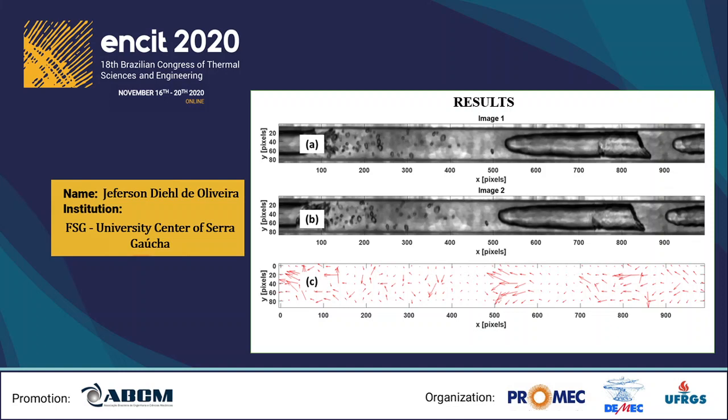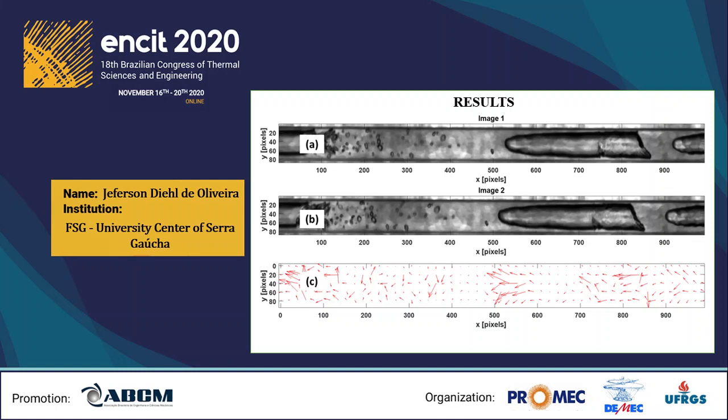Well, here we have an example of a plug flow pattern with a velocity field obtained from the optical flow method. In this case, the plug flow is identified with small dispersed bubbles along the flow. And here, in figure C, we can find the global intensity interface velocity field obtained from the analysis of both images. According to the results, the average velocity of the interface is roughly 1.5 centimeters per second.